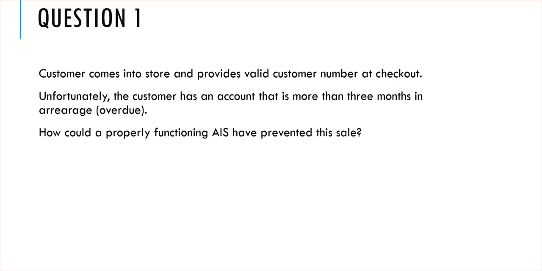Now when the customer goes over to customer service, the individual who's helping them there is going to see on their screen what the problem is and say, you are more than 3 months in arrearage. We need some payment today. We need something today to be able to process the sale. So a properly functioning AIS would need these flags, or need something in it, to prevent another sale from happening that might not be paid.